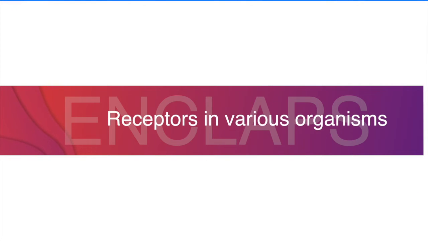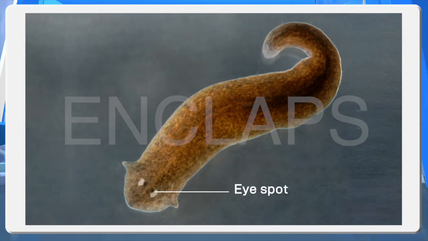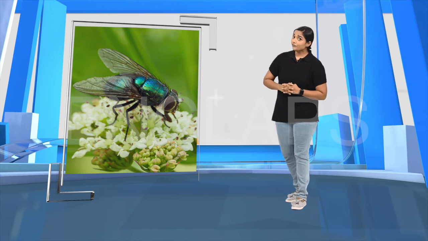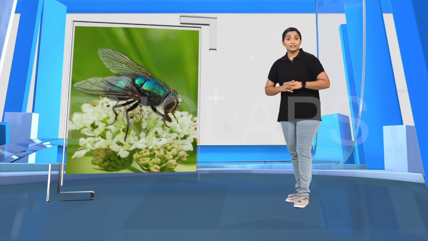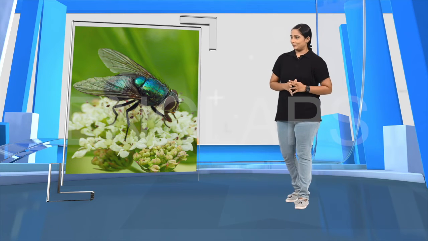Receptors in various organisms. All organisms have mechanisms to know their surroundings. Let's see the receptors of certain organisms and their peculiarities. Planaria, eye spot. Eye spot to detect light. Housefly, ommatidia. Ommatidia formed of thousands of small eyes. The eyes of an insect consist of a cluster of photoreceptors and they are called ommatidia.